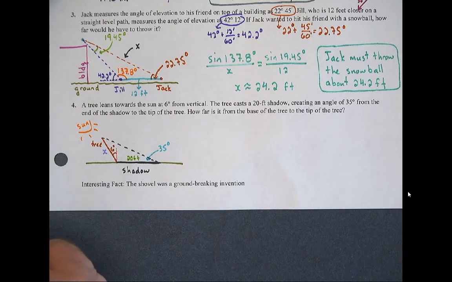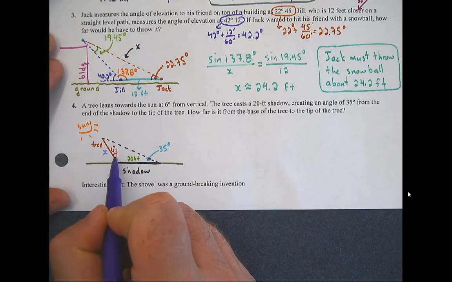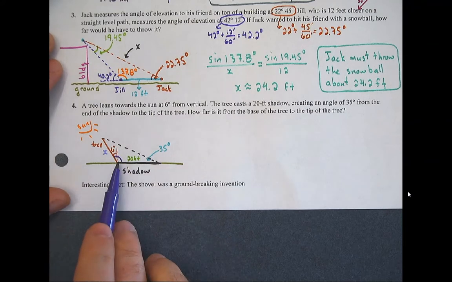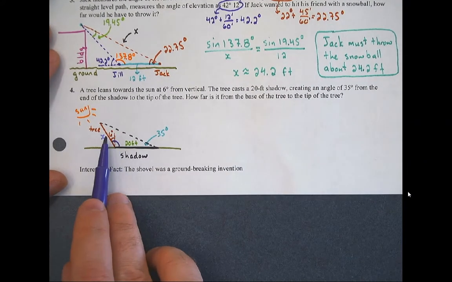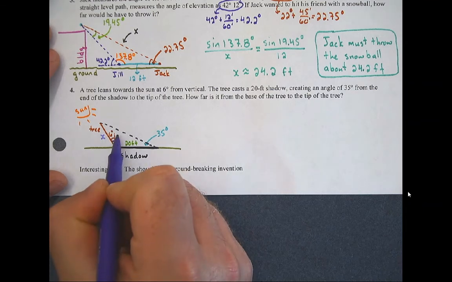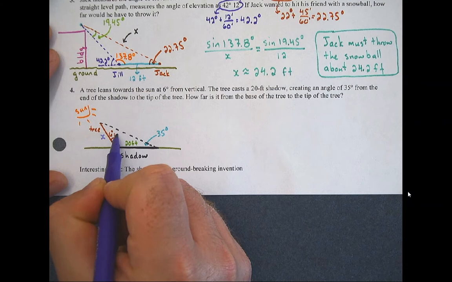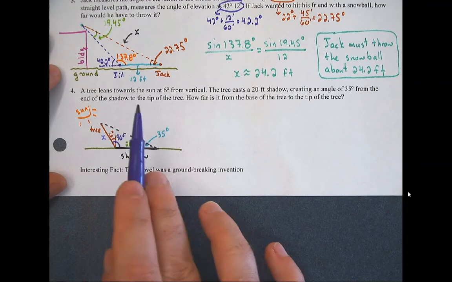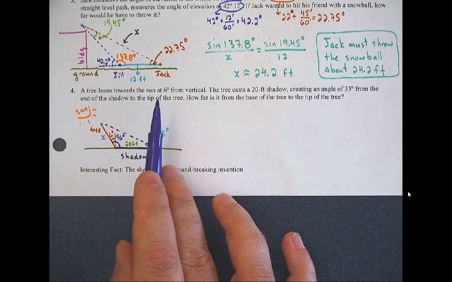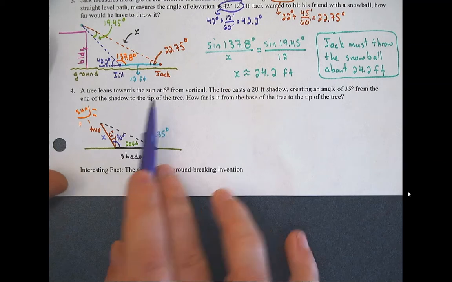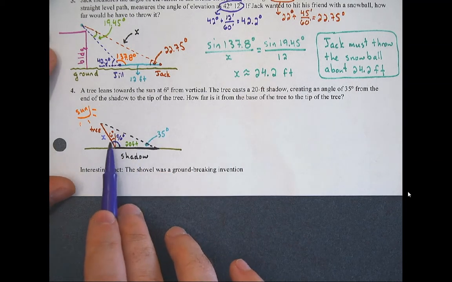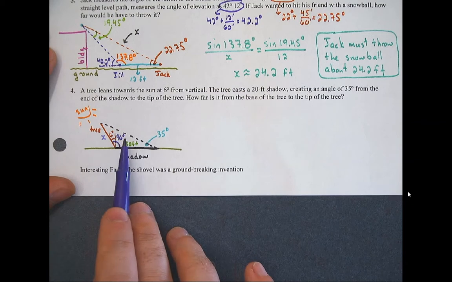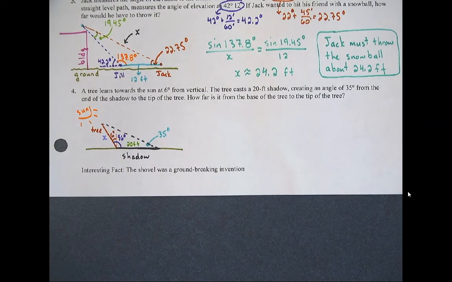All right, the angle that should be a dead giveaway is this angle right here. This angle right here is a 90-degree angle, the vertical, and then the extra 6 degrees off of vertical. So this angle is 96 degrees. Now, let's say that our story, instead of our tree leaning towards the sun at 6 degrees from vertical, said it leaned away from the sun 6 degrees from vertical. So instead of adding 6 to 90, we would subtract 6 and have 84. Either way, that story could go either way. Be prepared for both directions.